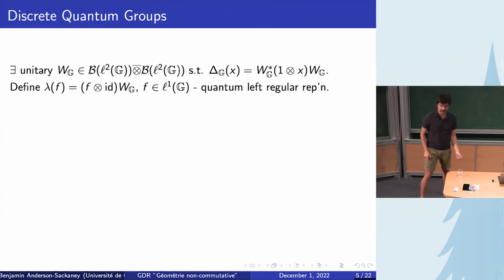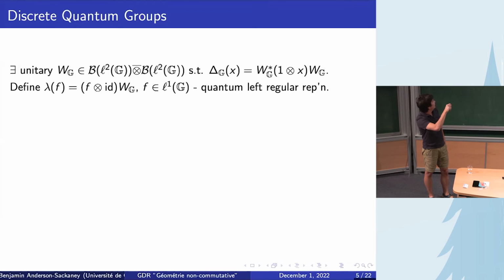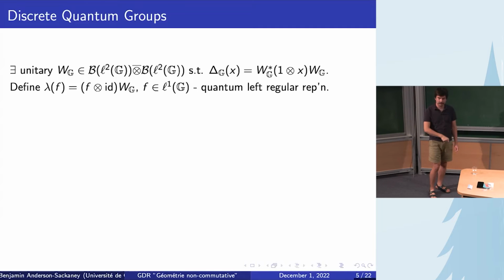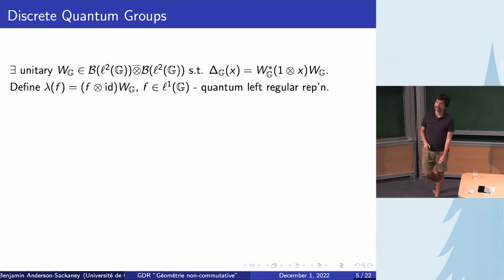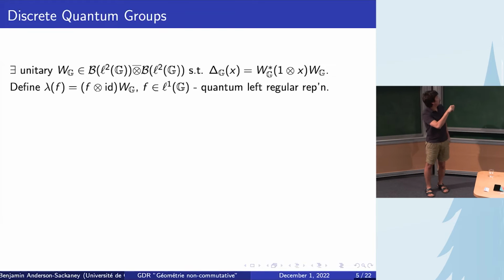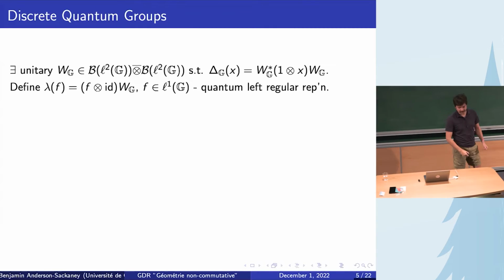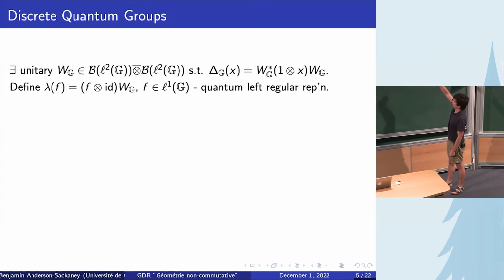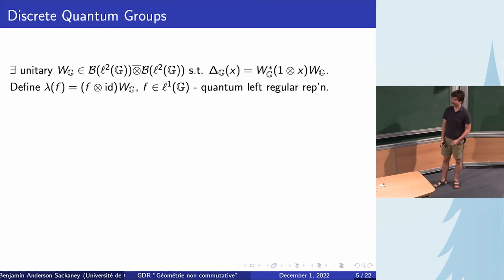All right, well, it turns out that there exists a unitary that implements the coproduct. And by that I mean we have a unitary that lives on this tensor product, such that you can write the coproduct through this conjugation formula with the unitary. And what you can do with this unitary is define this function, and it ends up being a representation. And the unitary, of course, lives in an appropriate subspace of this, so that this formula makes sense, and we get a quantum analog of the left regular representation.